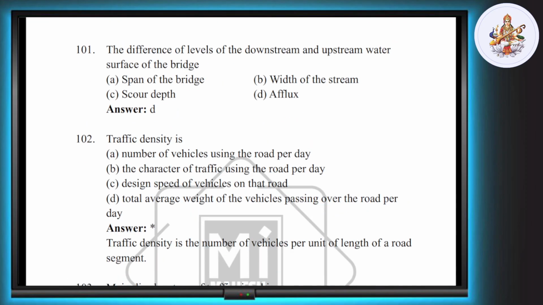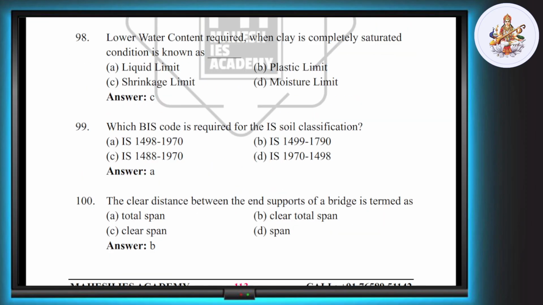Question 100. The clear distance between the end supports of a bridge is termed as. Correct answer B. Clear total span. Explanation: this is the actual unobstructed distance between the supports critical for structural design.